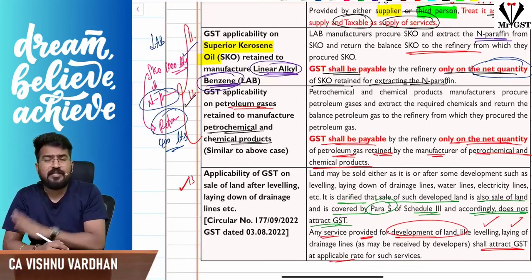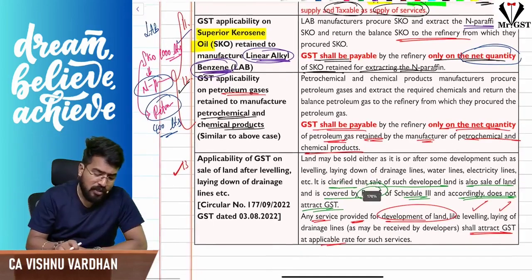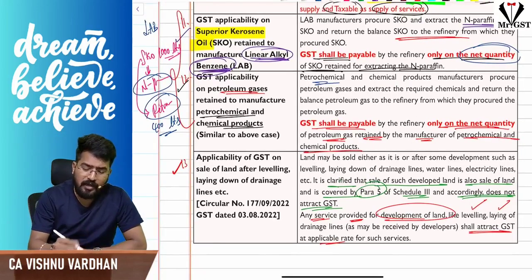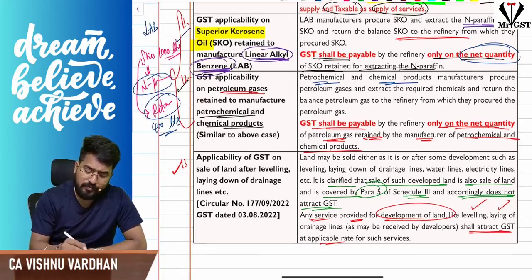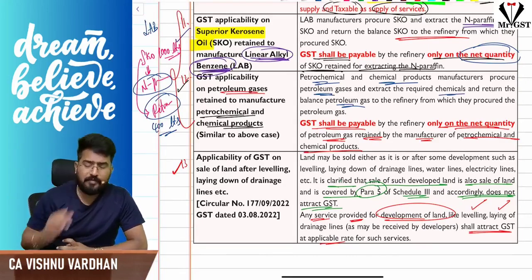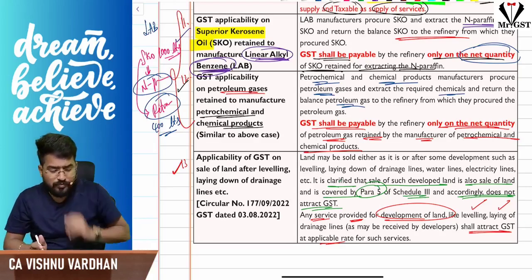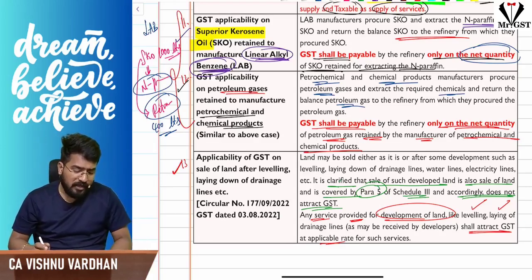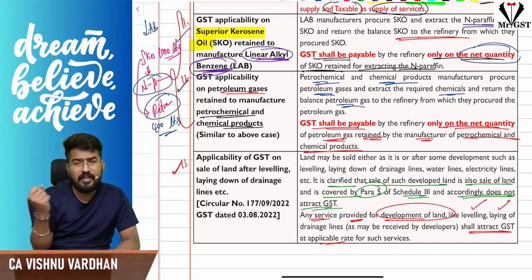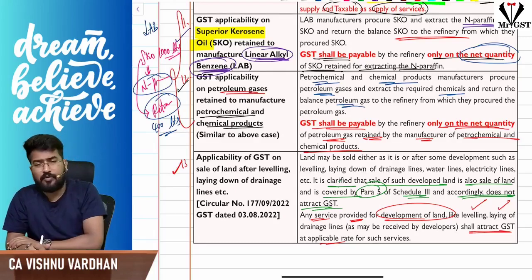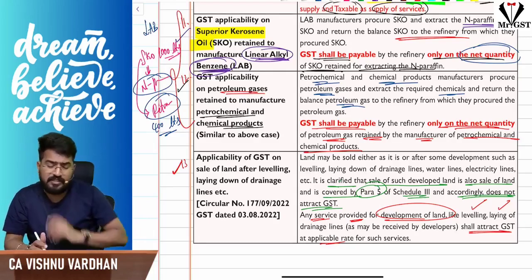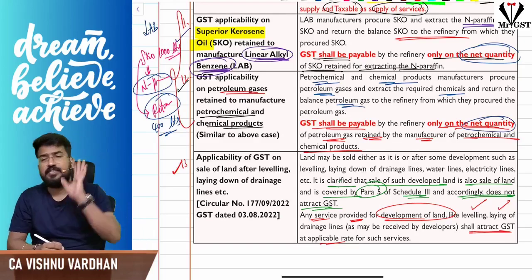And one more interesting thing is, the same logic is equally applicable to petrochemical and chemical product manufacturers. They procure petroleum gas, extract whatever chemicals are required, and return the petroleum gas. So as I was telling, petrochemical and chemical product manufacturers will collect petroleum gas, retain the required chemicals and return the balance petroleum gas. Same logic here also, GST is applicable only on the net quantity.